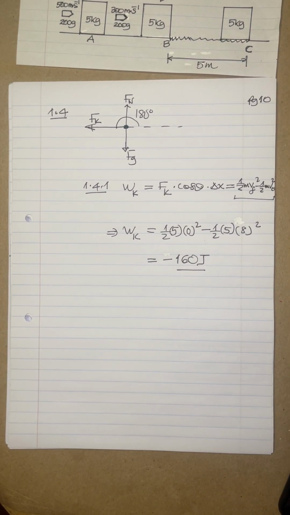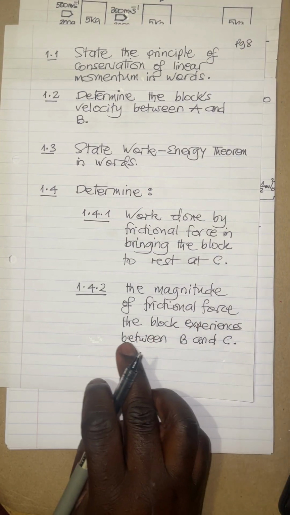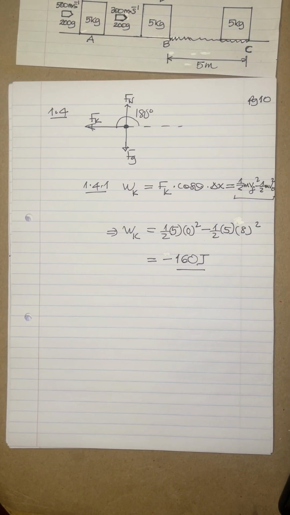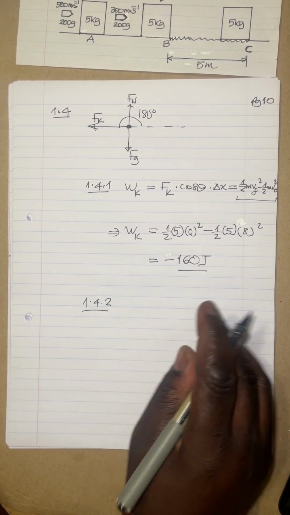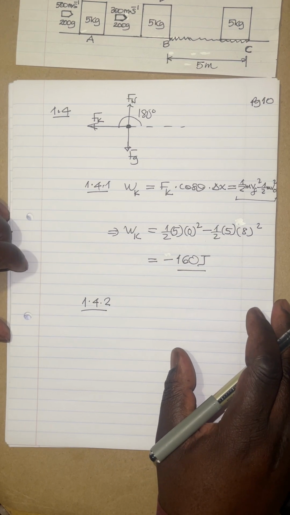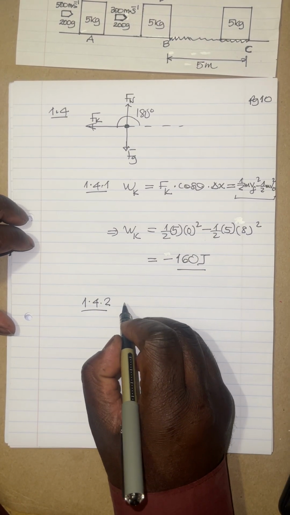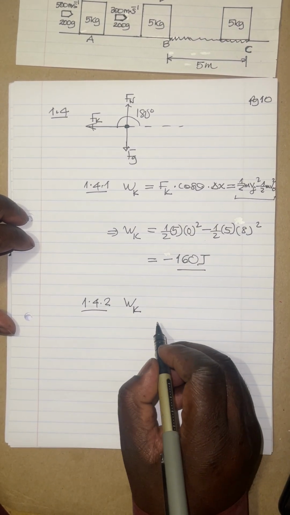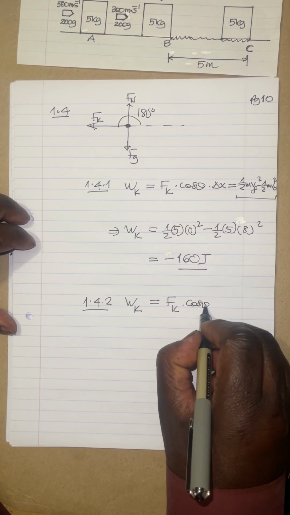Right. This is our first part. Our second part of the question says, determine the magnitude of frictional force the block experiences between B and C. What we've worked out here is work done by frictional force. Here we need to work out the magnitude of frictional force. What are we going to say? 1.4.2. That will be the end of our lesson for today, at least in this video. We're going to say here, remember, W_K, work done by frictional force, or F_K, is going to be frictional force times cosine of theta times delta x.